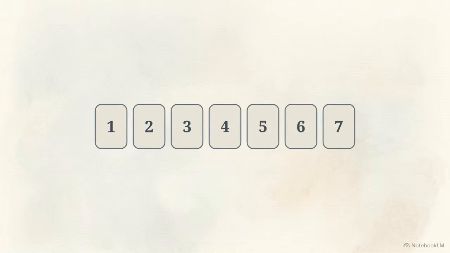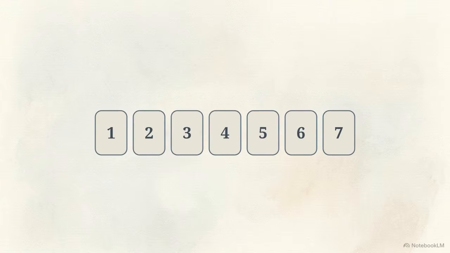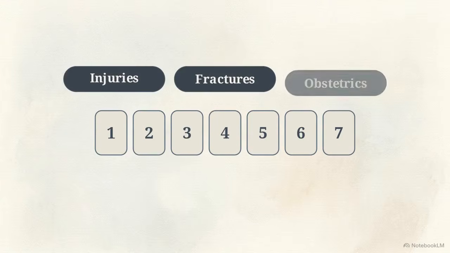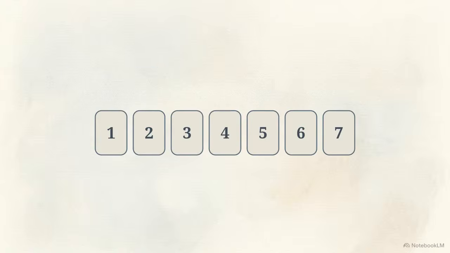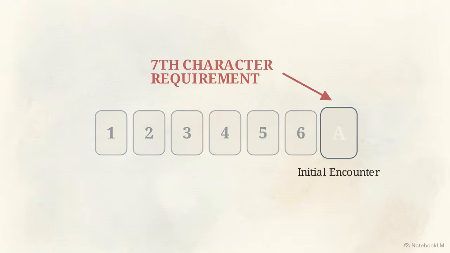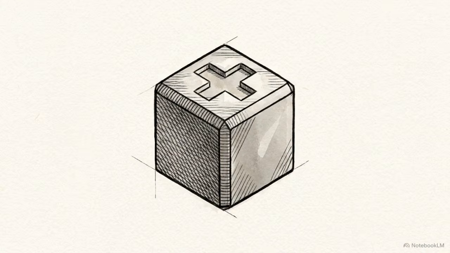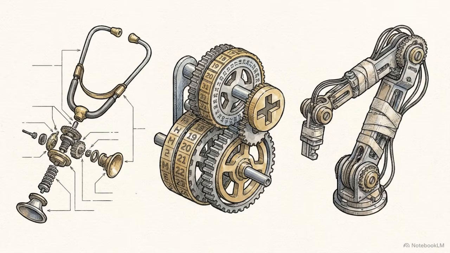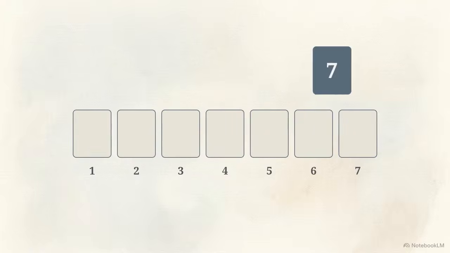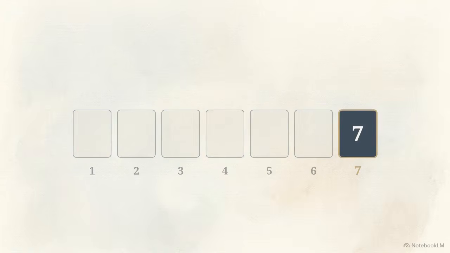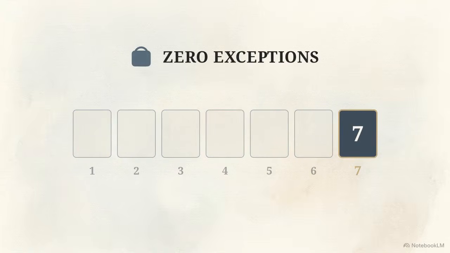Here is a standard 7-slot data array. Certain sections of the manual, specifically injuries, fractures, and obstetrics, deploy a highly specialized structural requirement known as the 7th character. This final character injects essential clinical metadata into the string. It signals whether the physician is seeing the patient for an initial encounter, providing subsequent care, or treating a sequela. The validity of this character is governed by a strict positional mandate. It must occupy the 7th index of the array. There are 0 exceptions to this placement.